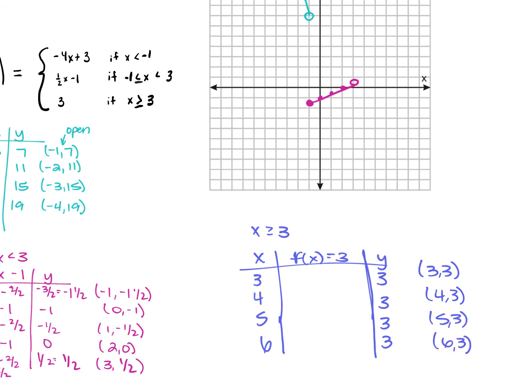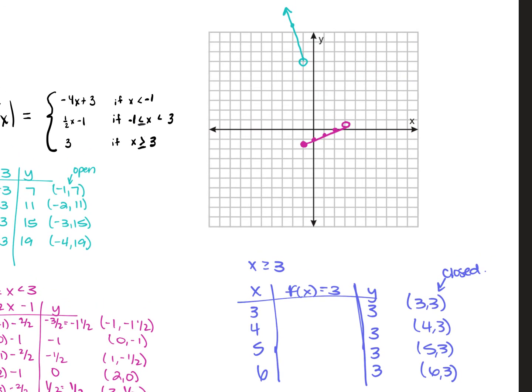The x is greater than or equal to 3 gives you the ordered pair (3, 3) as an open or a closed circle. Closed, because it's equal to. So (3, 3) is going to be here. Then we go to the right.